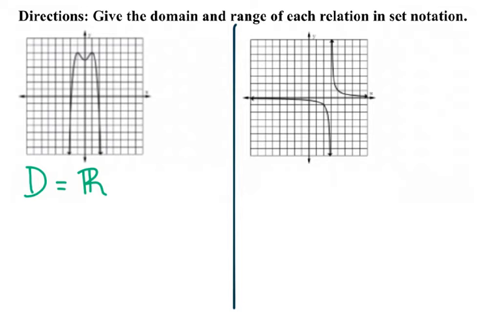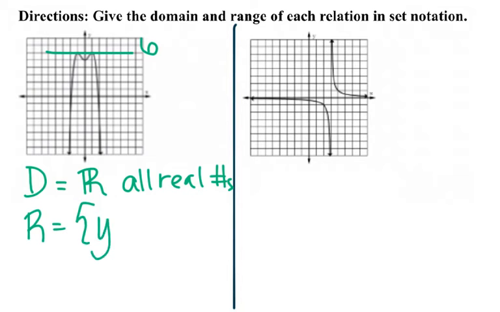And that's just called the Gothic R, or you could have just written all real numbers, same thing. The range is different because it definitely stops going up right here, and it would hit the y-axis at 6. So there's not going to be a y-coordinate that ever gets beyond 6. So the way we would write it is my range is my y values such that y is less than or equal to 6.